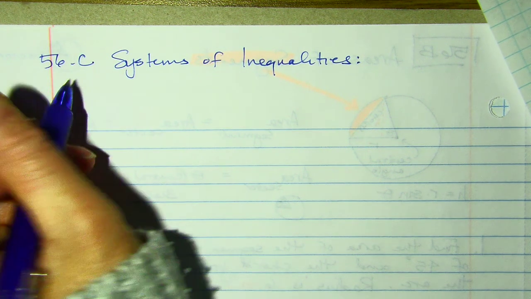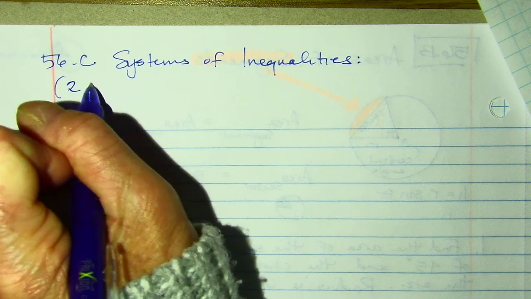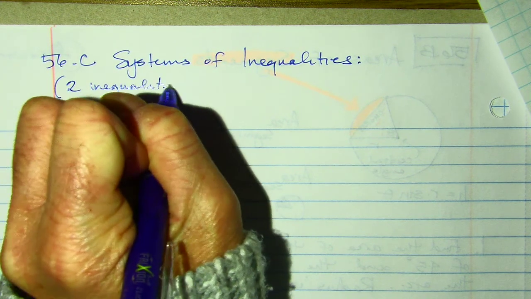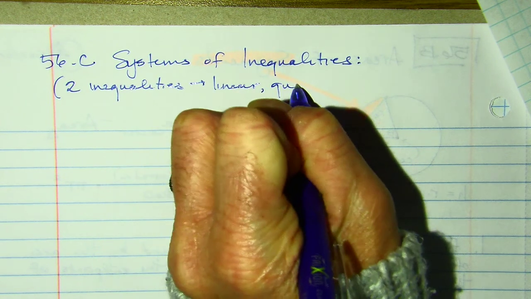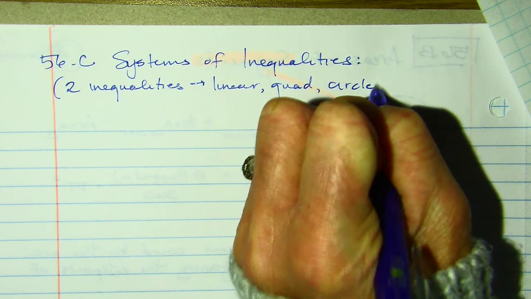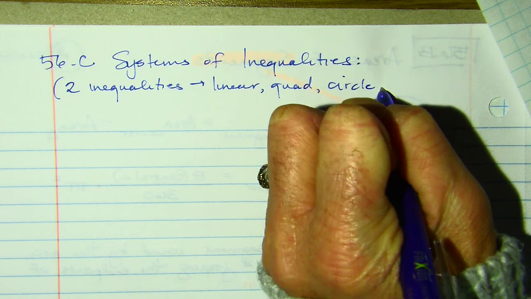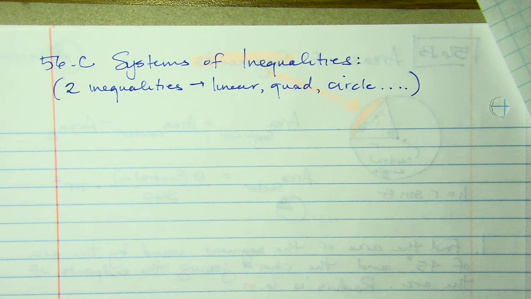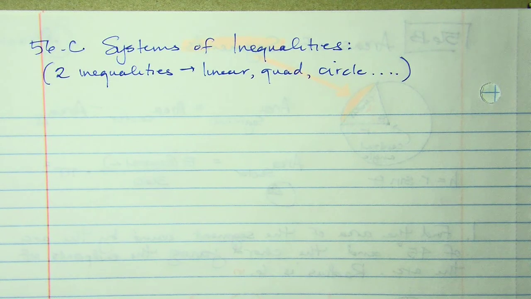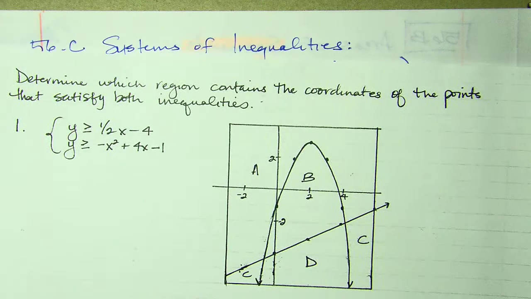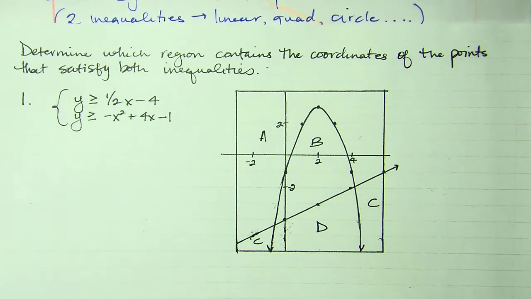So inequalities, you're going to have two inequalities, and those two could be linear, quadratic, circle. I think you even get an ellipse. Okay, but you're going to have two. So first I want to go over how we can shade, how we can find the region, and then we'll do it by hand. We're first going to go over how to find the area in which they're shaded, which is very similar to your homework.